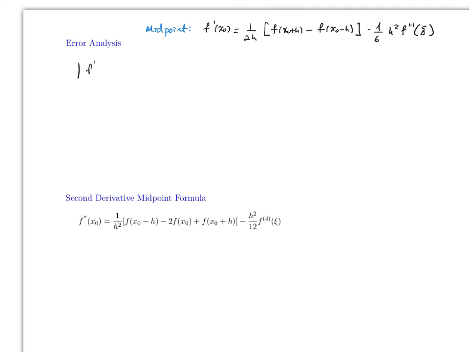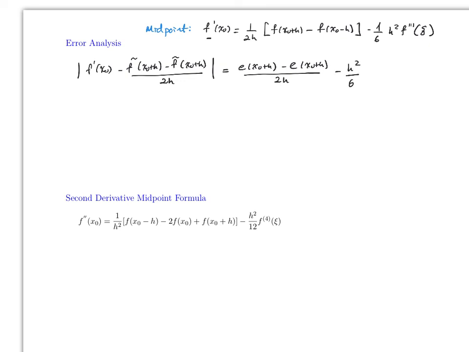Therefore, if we find the absolute value of f prime of x 0, which is this formula, minus the actual computed values from the computer, or the actual calculations, okay, this is going to be equal to the error for the first one minus the error from the second one divided by 2h. And then in addition to the error bound that we already have, this is the third derivative in absolute value.